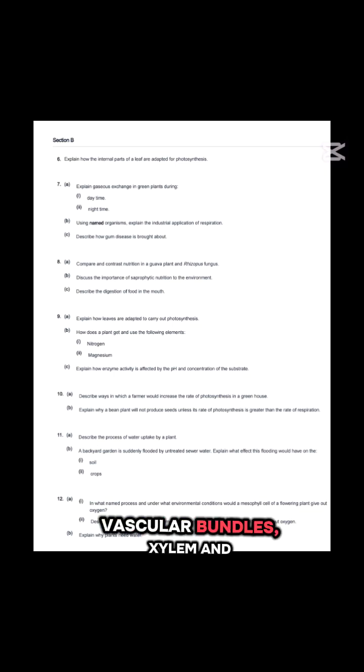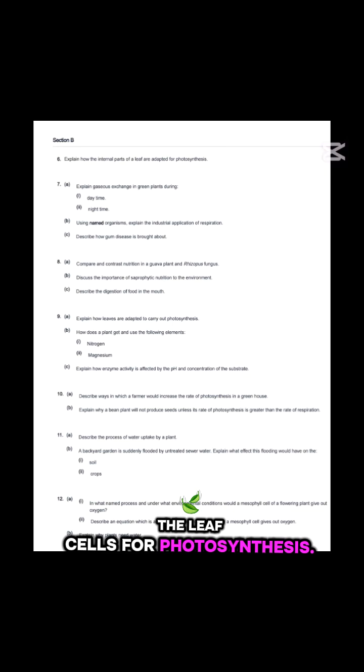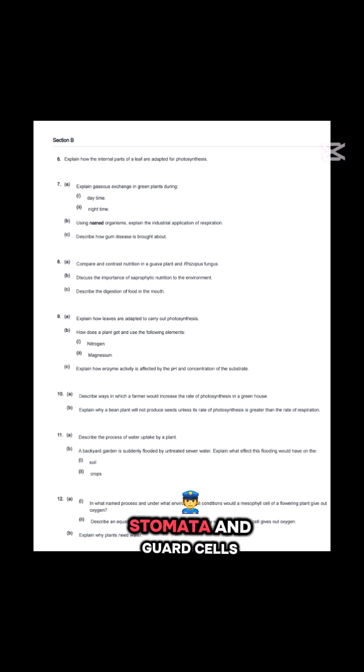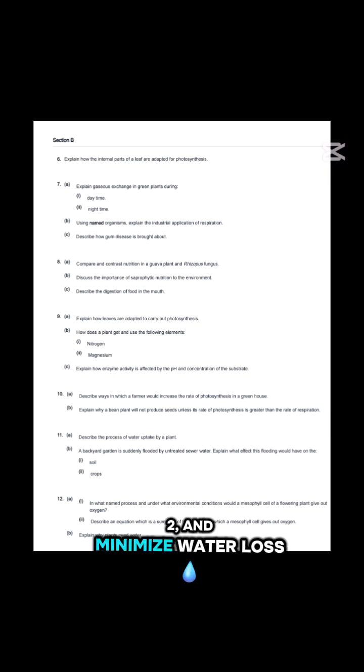Vascular bundles, xylem and phloem. Xylem vessels bring water and mineral ions from roots to the leaf cells for photosynthesis. Phloem translocates synthesized sugars away to other parts of the plant. Stomata and guard cells, located mostly on the lower epidermis, guard cells open and close stomata to regulate the entry of CO_2 and minimize water loss via transpiration.